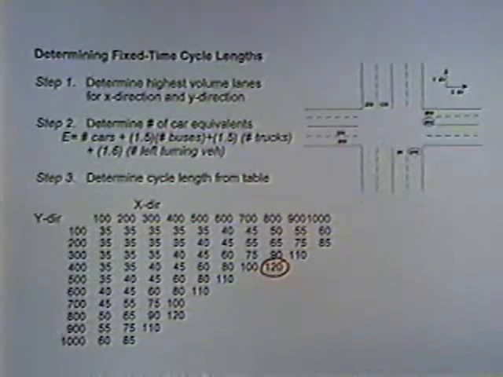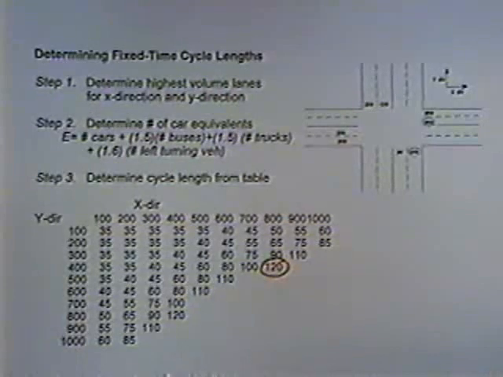Once you've determined the highest volumes, you go to step 2 and convert those volumes to passenger car equivalents. Multiply the number of buses by an equivalency factor, the number of trucks by an equivalency factor, and the number of left turning vehicles by an equivalency factor as well. Once you've got the equivalent number of passenger cars, you go to the table at the bottom of the page and come up with what your cycle length should be.